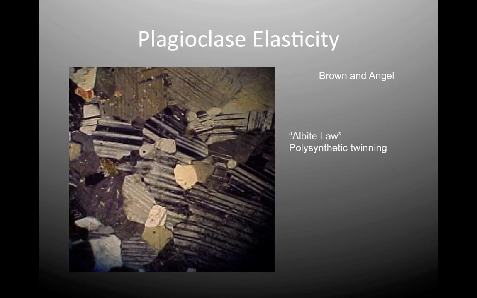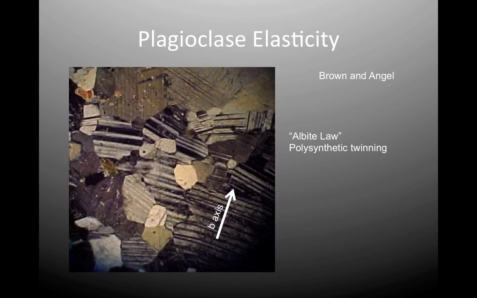Feldspars ubiquitously twin in a polysynthetic way, and the Albite twin law is a common twin law. You can see in this photomicrograph a single domain of a plagioclase crystal with multiple twins. The alternating pattern of light and dark represents alternating twins within a plagioclase pseudocrystal. So individual plagioclase crystals are almost always twinned.